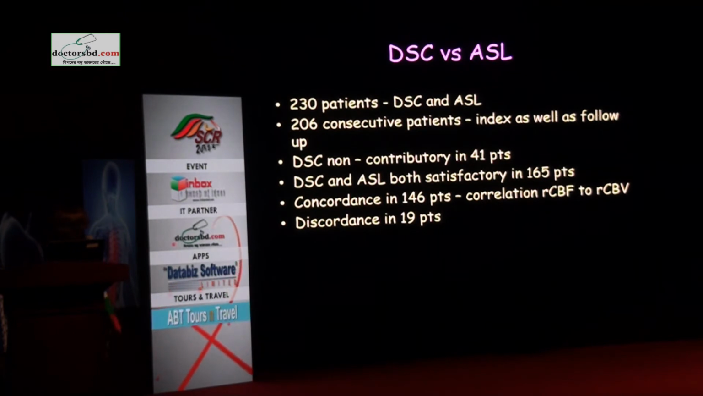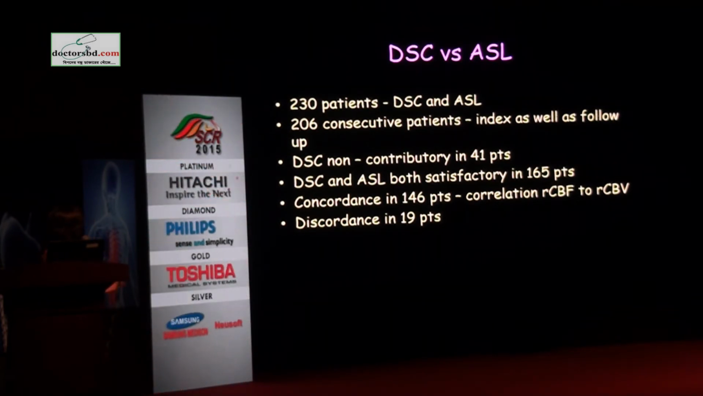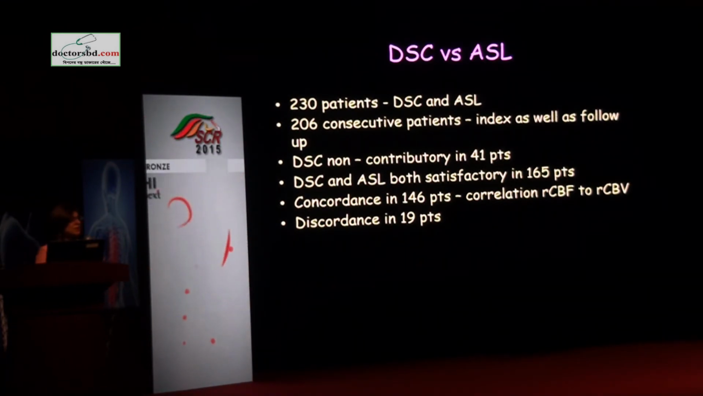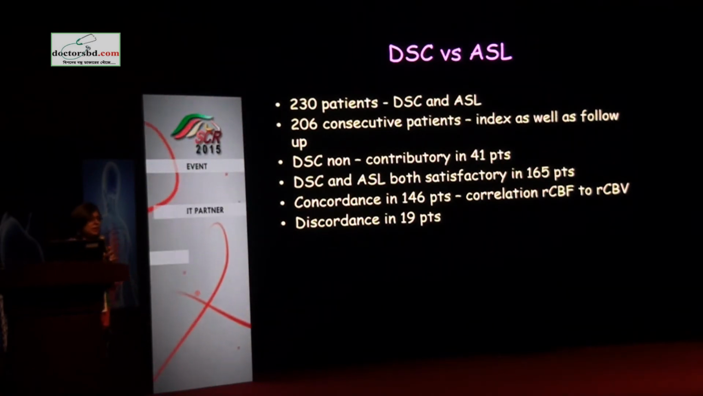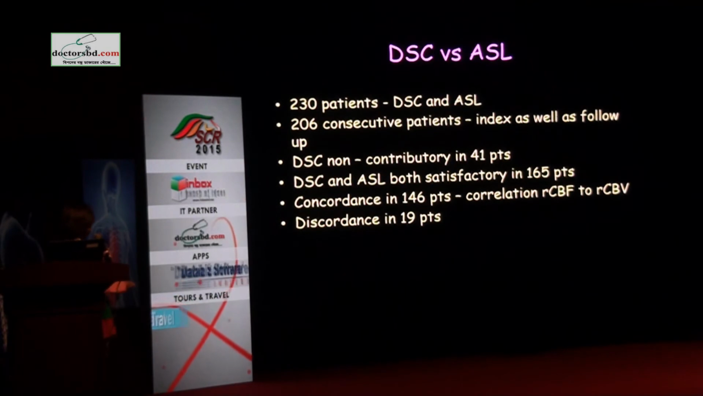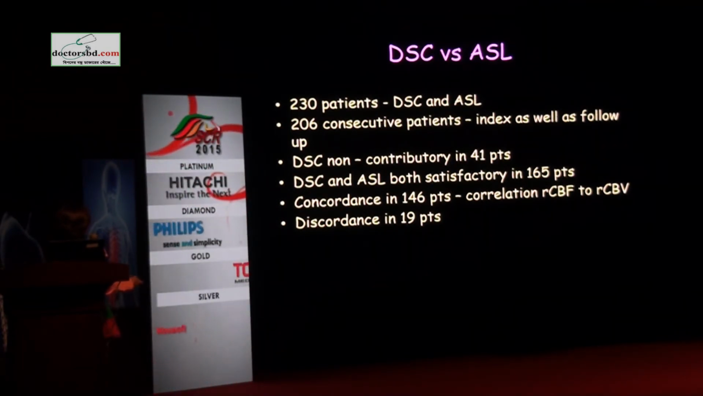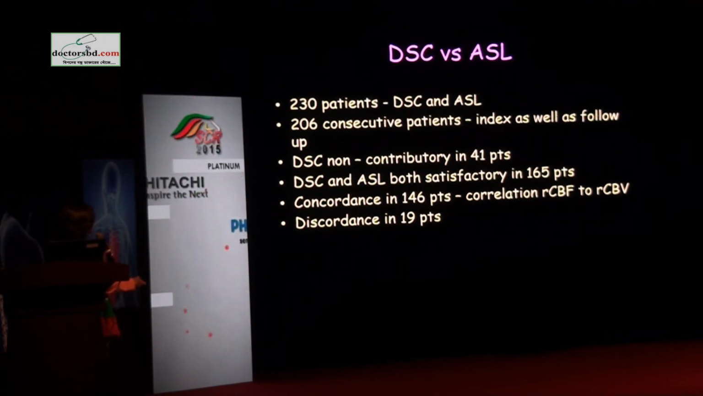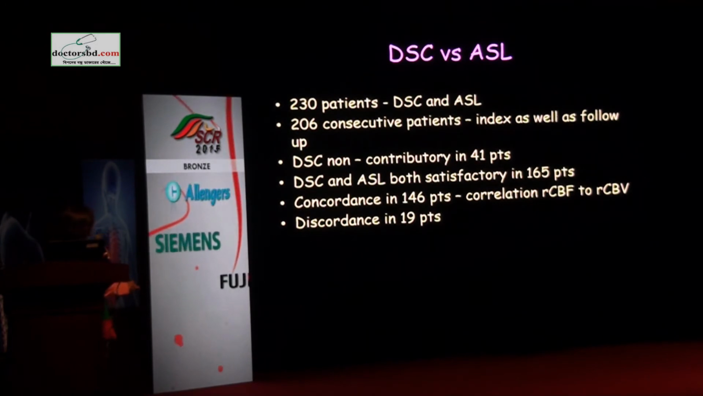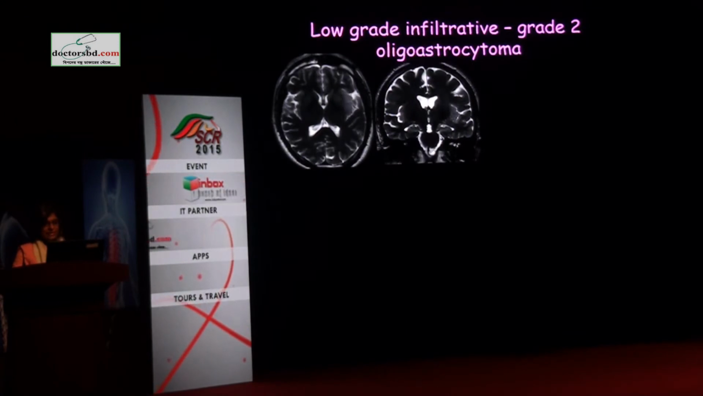We have looked at about 230 patients till January, of which some were index and some were follow-up. I had a problem in about 41 patients in contrast perfusion, in terms of either a bad IV line, patient moving or susceptibility artifacts. But both were satisfactory in 165 patients, so I could compare both. We had good concordance in 146. That means RCBF from ASL and RCBV from DSC matched, but we had discordance in 19. We will look at why that has happened.